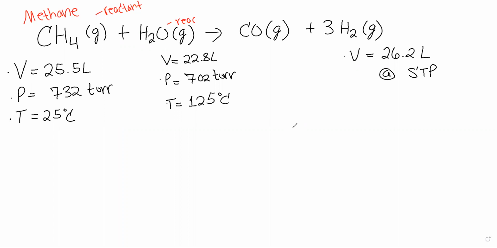This is a problem involving the ideal gas law and reaction stoichiometry. So the problem says hydrogen gas is formed by the reaction of methane, CH4, with water vapor, according to the reaction shown. 25.5 liters of methane at a pressure of 732 torr and temperature of 25 degrees Celsius mixes with 22.8 liters of water vapor at a pressure of 702 torr and a temperature of 125.